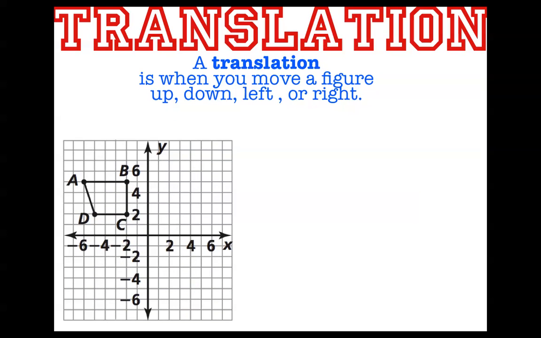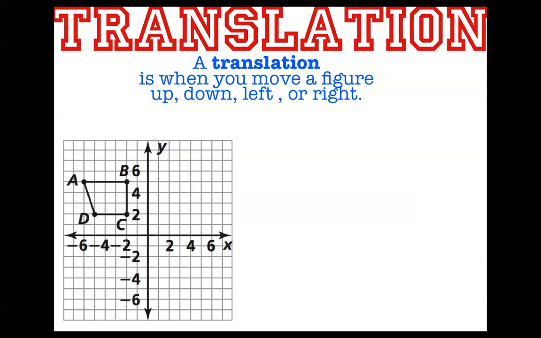Right here we have a trapezoid, trapezoid ABCD. Hopefully you understand why that's a trapezoid. Two of the segments are parallel and two of the segments are not parallel. What we could do is we could translate that trapezoid left, right, up, down, or some combination of both. So let's say I want to translate that trapezoid up 4 steps and right 4 steps.